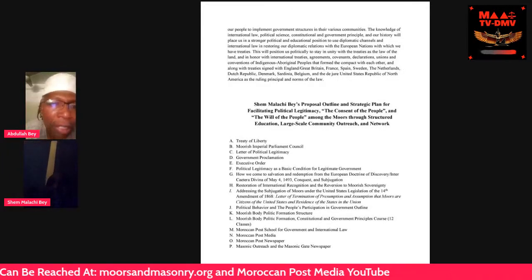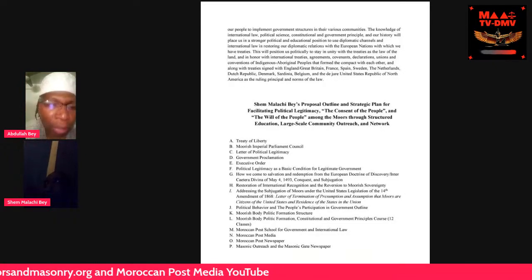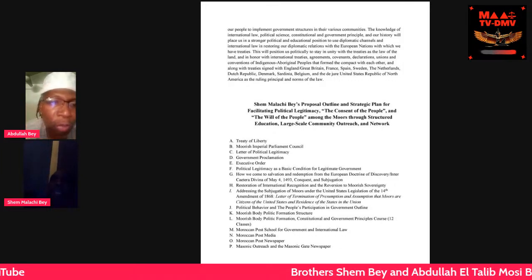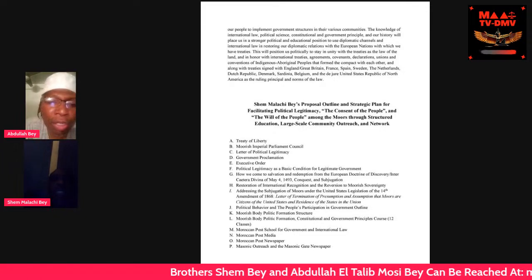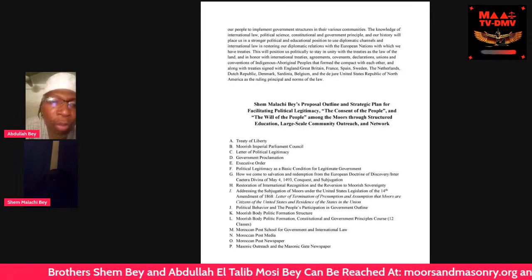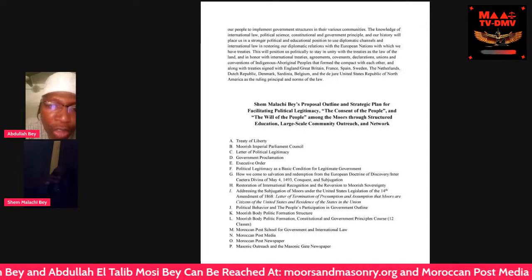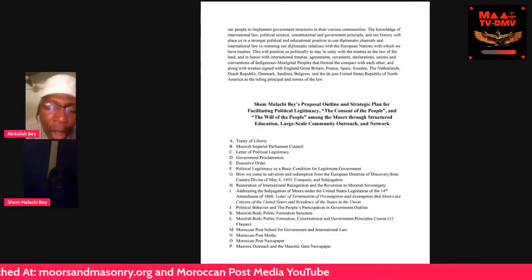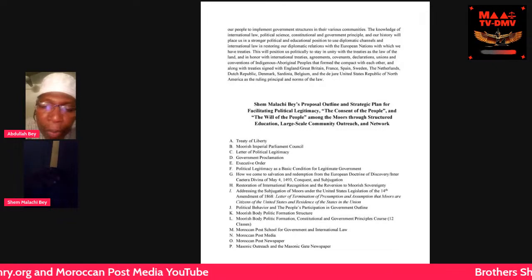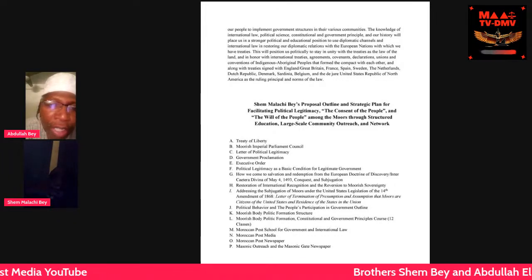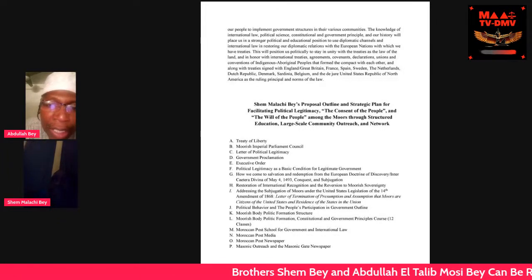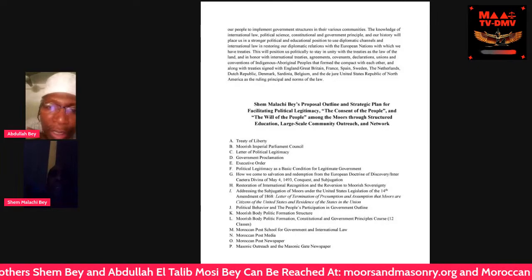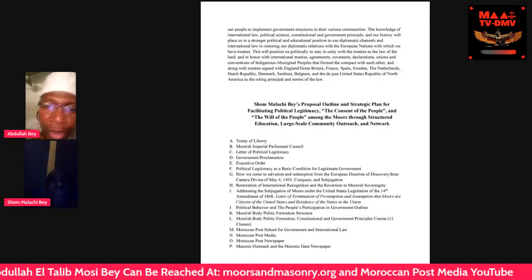So we have the summary for the Treaty of Liberty, which I read. We have the summary for the Moorish Imperial Restoration Parliament Council. We have the summary for the letter of political legitimacy, summary for the government proclamation, summary for executive order, summary for the political legitimacy as the basic condition for legitimate government. How we come to salvation and redemption from the European doctrine of discovery into Terra Divina on May 4th, 1493, conquest and subjugation. H, restoration of international recognition and the restoration to Moorish sovereignty.